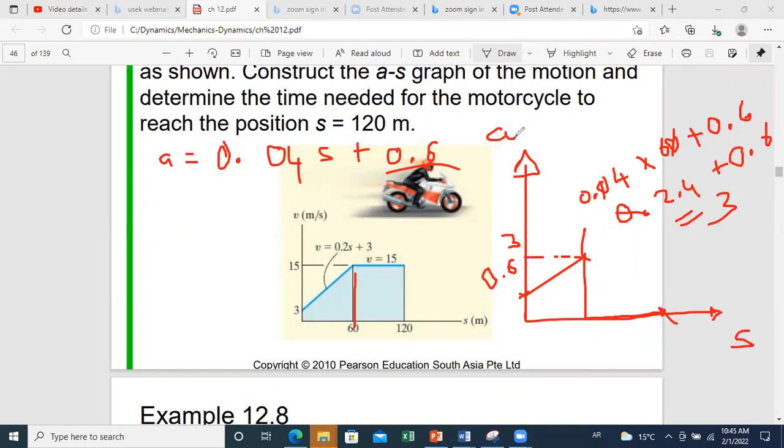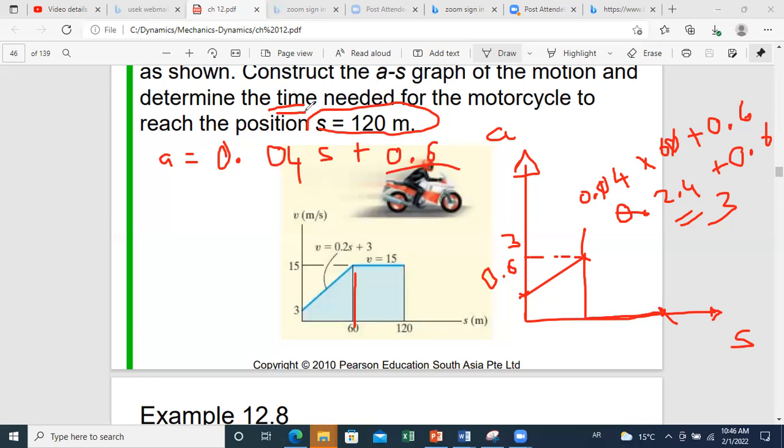Now, they also want us to find the total time needed for the motor to reach a certain position, which is 120 meters, okay? So here we want to relate with time. What do you suggest to do to relate with time? What should we do? Which relation will you use?